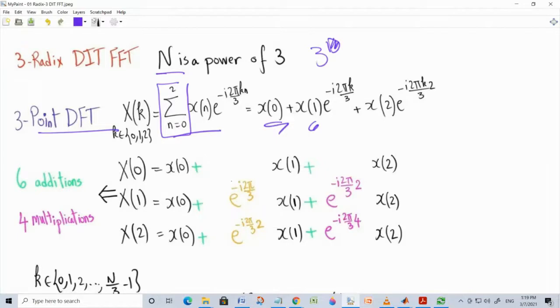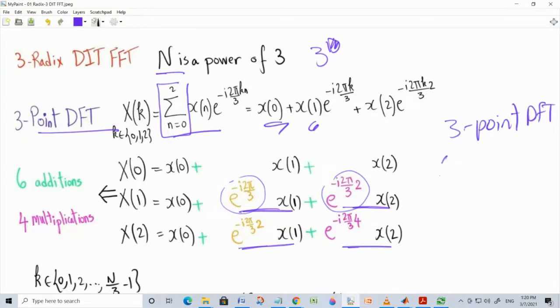If you count, there are 4 multiplications. For X[1] we need to do this multiplication and that multiplication, and for X[2] we need to do that multiplication and that multiplication. So overall, we have 4 multiplications and 6 additions. Keep this in mind: the 3-point DFT's computational complexity is 6 additions and 4 multiplications. And how do we know this? Just write down everything explicitly.